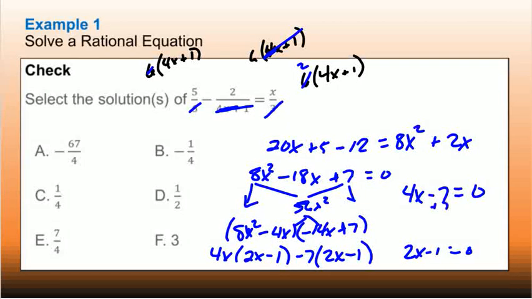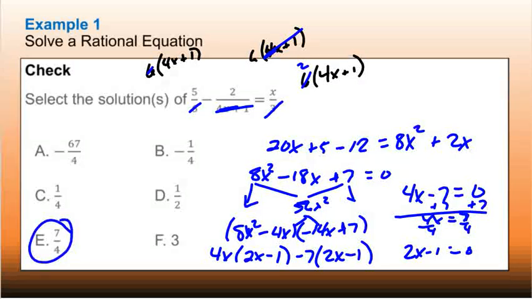So add 7, 4x equaling 7, divide by 4, x will equal 7/4, so that's letter E. Add 1, 2x equaling 1, divide by 2, x would equal 1/2. So the choice would be D of 1/2.